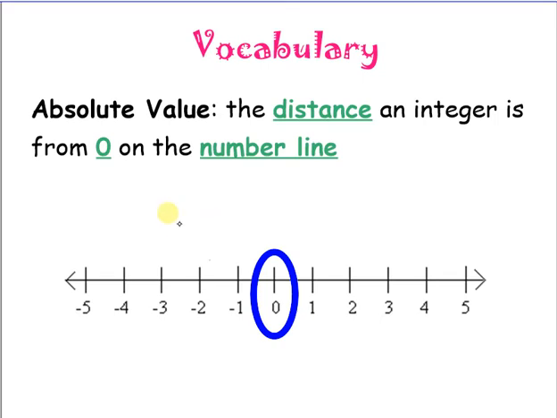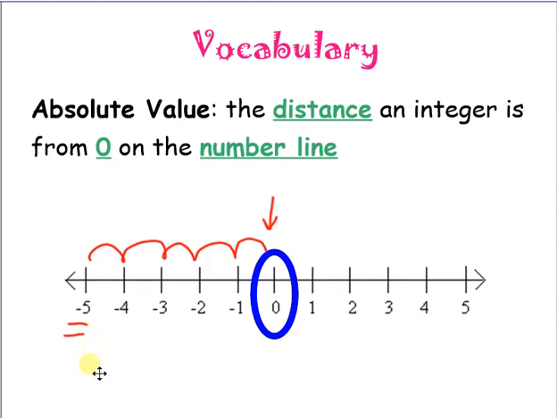Okay, so what is absolute value? Absolute value is the distance an integer is from 0 on the number line. So here you have a number line. I have 0 circled because that's the most important number when it comes to absolute value. So if I asked you, what is the absolute value of -5? All I'm asking you is how far is -5 away from 0? 1, 2, 3, 4, 5. So the absolute value of -5 is 5.